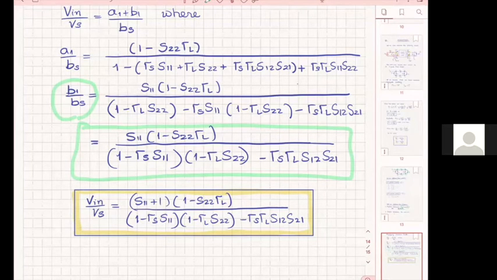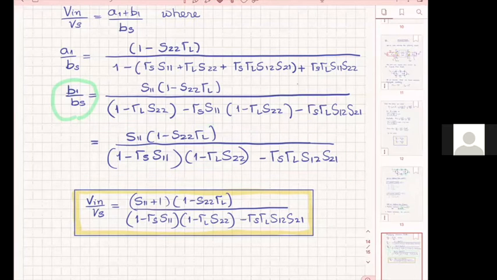With Mason's rule, if you just write your loops, they will all be the same for any configuration. They will always be the same, regardless of what ratios you're going to try to calculate. The paths will differ, but then you apply Mason's rule and you get exactly what you need.